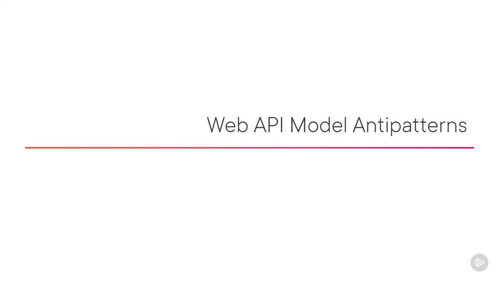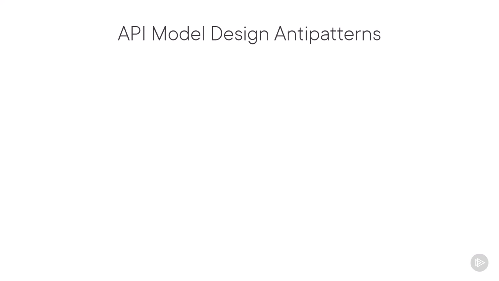Now, let's consider some Web API model anti-patterns, or things that you typically want to avoid when designing your models. Some common problems in model design include choosing non-standard names for things like IDs, paging links, or resource names that clients don't understand.